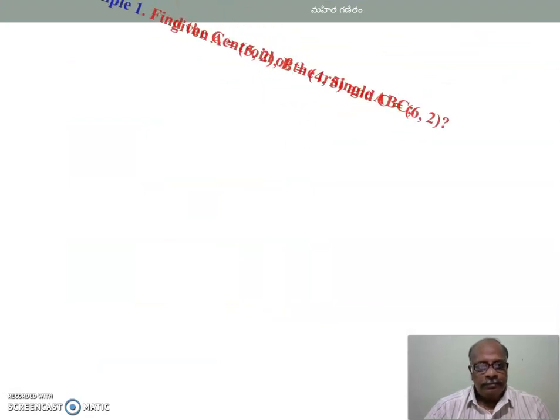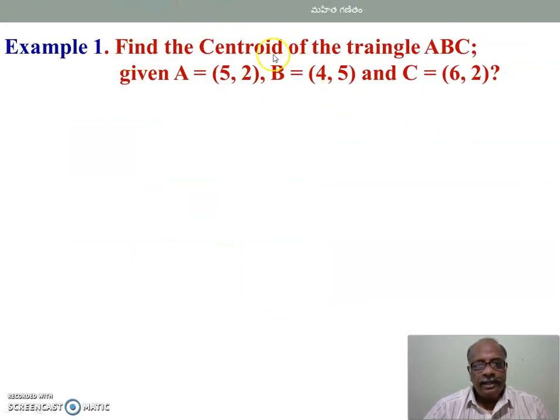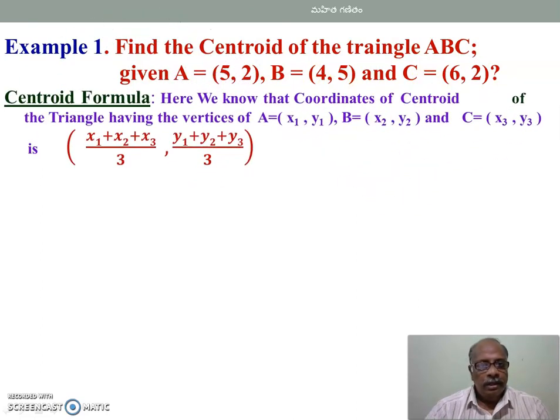Let us see one example. Find the centroid of the triangle ABC given A is equal to (5, 2), B is equal to (4, 5) and C is equal to (6, 2). Write the centroid formula. Here we know that the coordinates of the centroid of the triangle having the vertices A (x1, y1), B (x2, y2), C (x3, y3) is (x1 plus x2 plus x3) by 3, (y1 plus y2 plus y3) by 3.